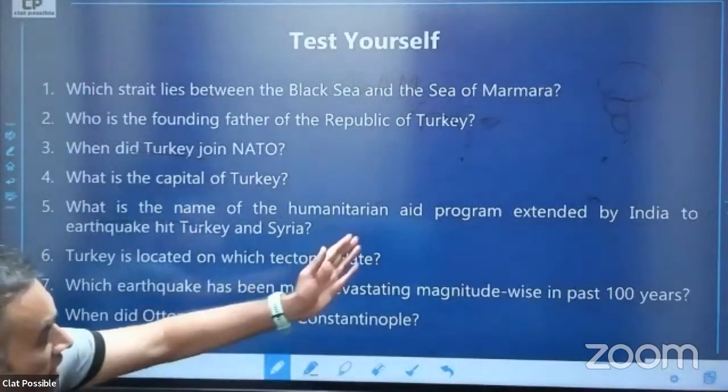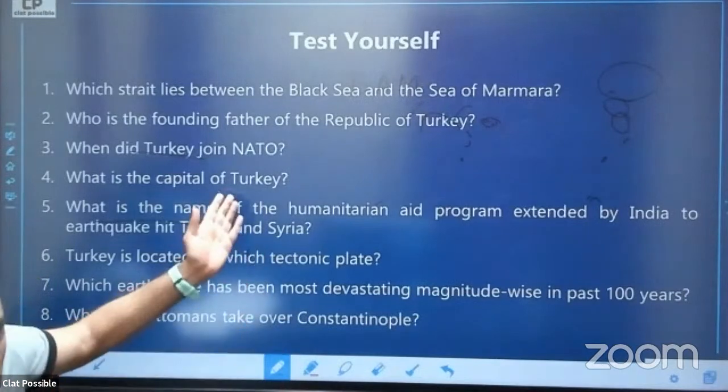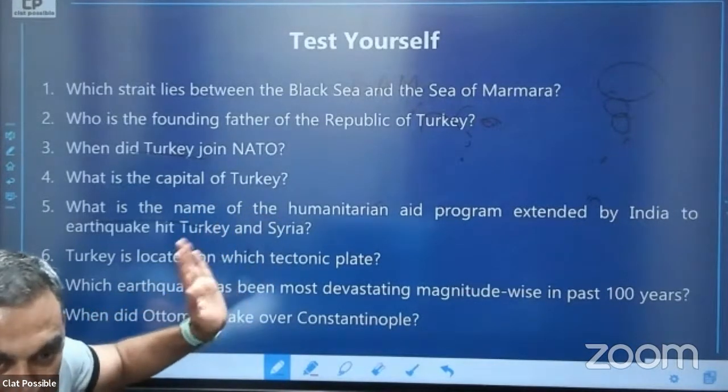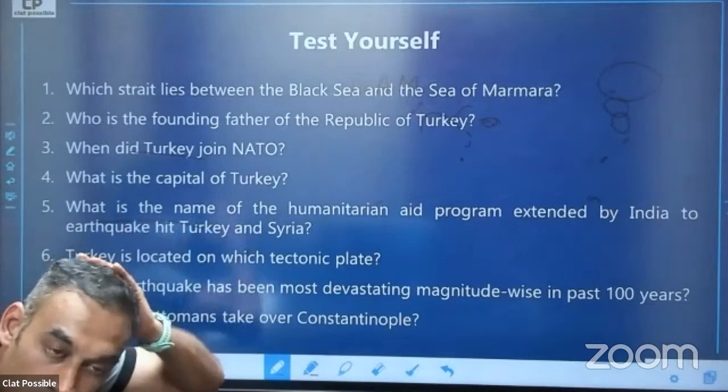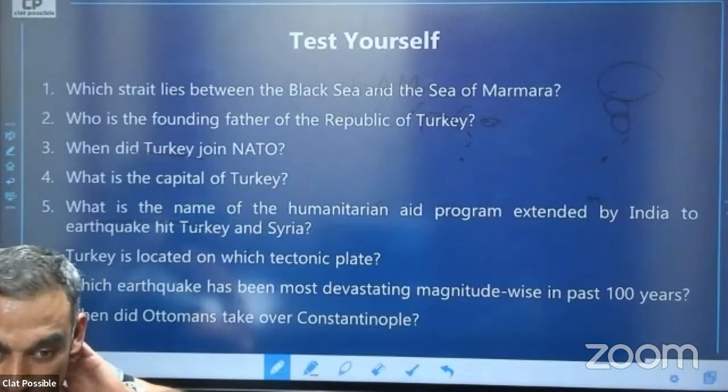What is the name of the humanitarian aid program extended by India to the earthquake? The capital of Turkey, you all know. What is the capital of Turkey? What is the capital of Turkey?